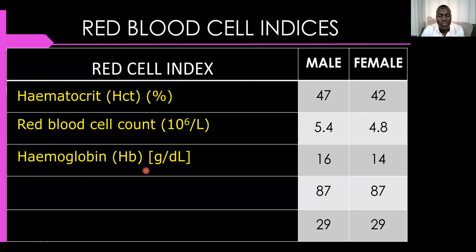It basically refers to the amount of hemoglobin in 1 deciliter of blood. And again, these are the units. The men tend to have a higher amount of hemoglobin compared to women. Sometimes you might be working in a lab that does not have the capacity to measure hemoglobin. It's not a big deal. You can always estimate hemoglobin from hematocrit.